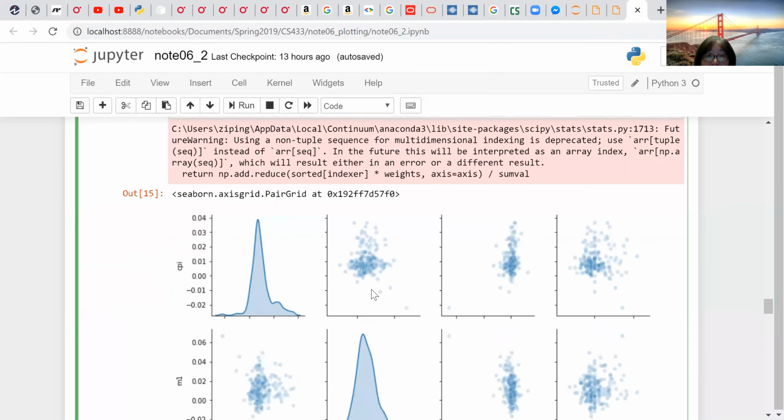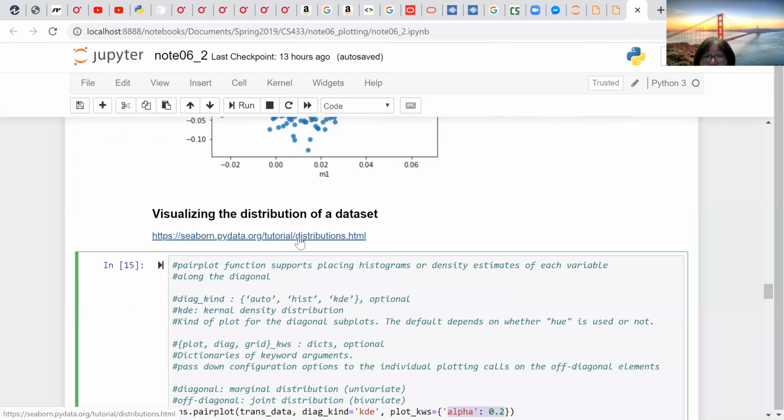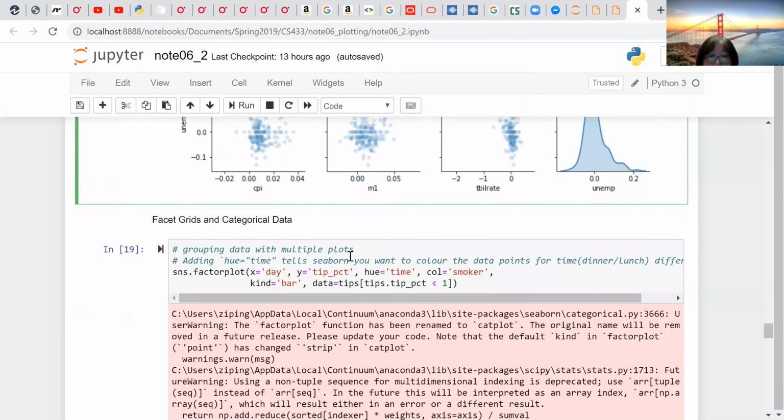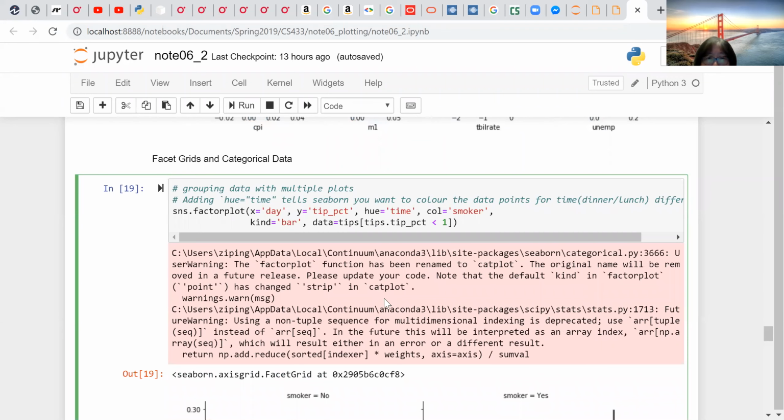So anyway, over here we see the pair plotting. It's going to be quite useful, and there are some other options that you can do. I also have a link for self-learning about the pair plotting. If you're interested, after class, you can go to that website to see more examples of Seaborn pair plotting. And what we are going to see next is that with Seaborn, you can also group data with multiple plots. Okay, so this is also quite interesting.